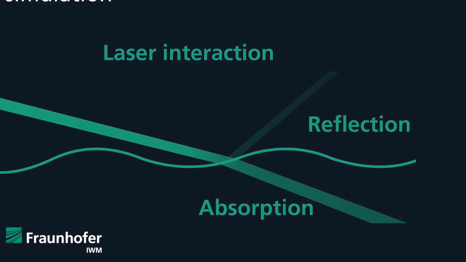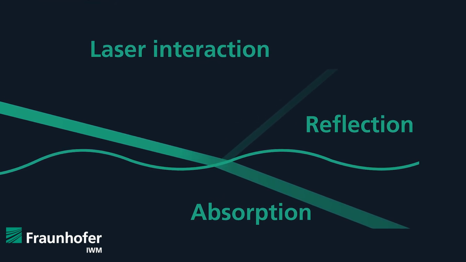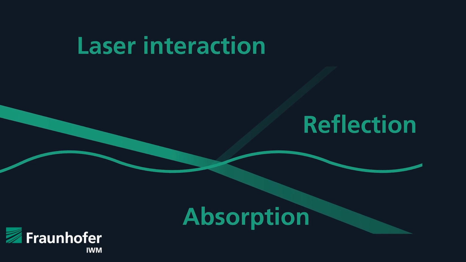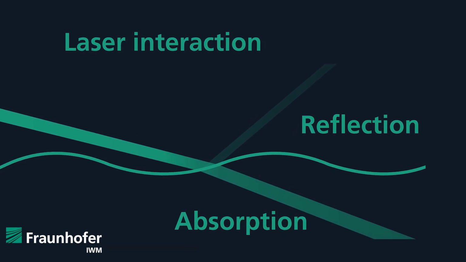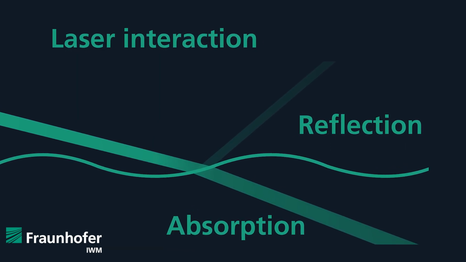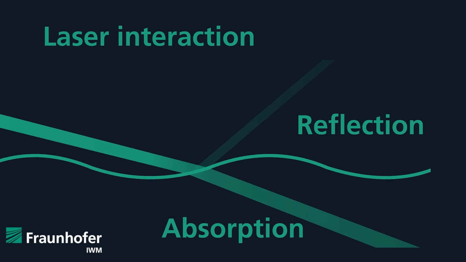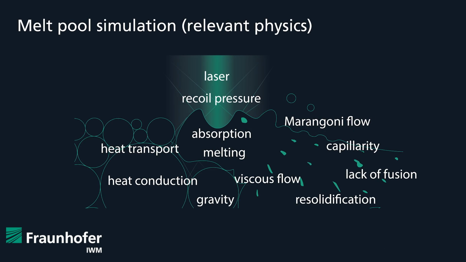The laser can be reflected or absorbed at the particle surface. By means of multiple reflections between the particles, it's possible that the laser travels deeper into the powder bed. The laser absorptance depends on both the state and temperature of the material.